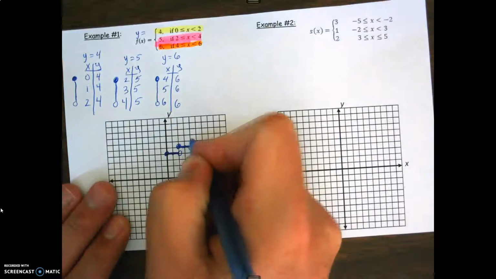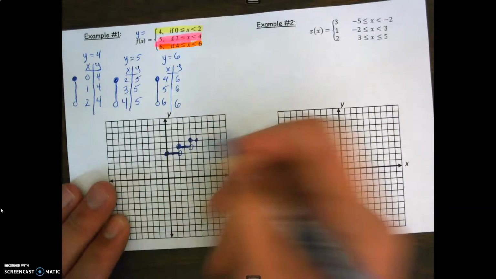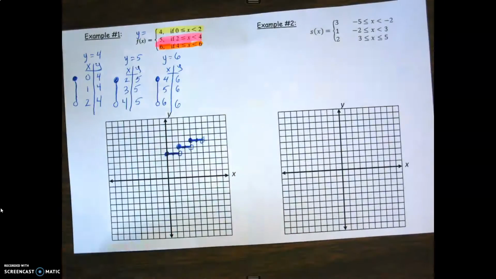So 4, 6 will be here, closed circle. 5, 6 is also a closed circle. And 6, 6 is an open circle. Okay, so there would be your step function.